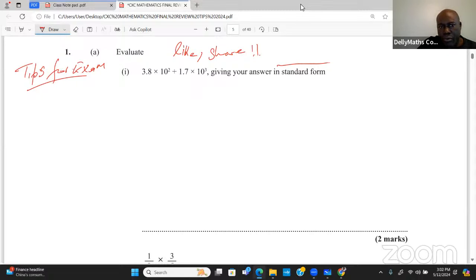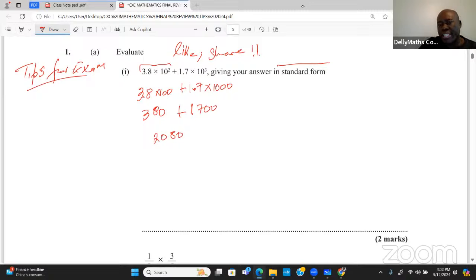So for example, let's look at this part. 3.8 times 10 to the second really means 3.8 times 100, so 10 to the second is 100. So we're going to get about 380 for that part. Plus this part here, 1.7 times 10 to the third. 10 to the third is 1,000, so we could just rewrite it like that. We're going to get 1,700. Then we're supposed to add this. So when we add this, we're getting 2,080.